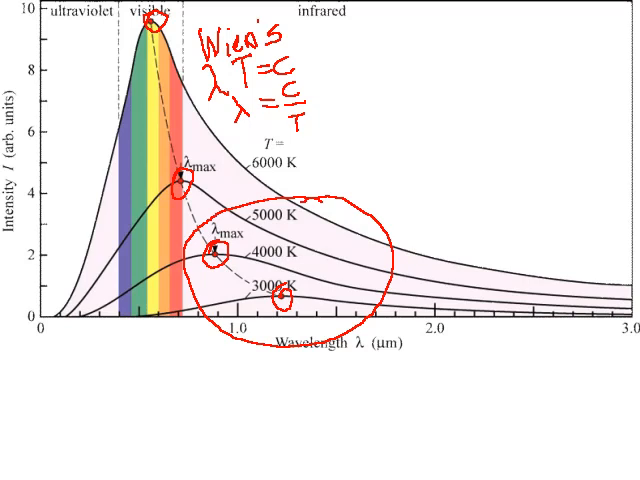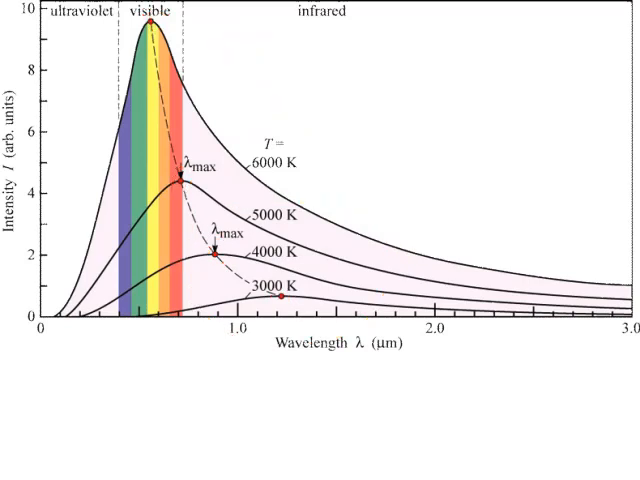So this object that is 4,000 degrees Kelvin, infra means beyond, it's beyond red. Notice that its maximum, its primary color it emits, is out there in the infrared. We would see this object as red to our eyes, but with an infrared telescope, we could measure that its primary color is out there in the infrared.